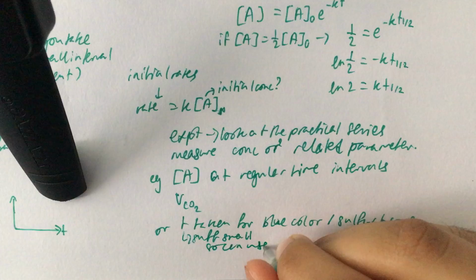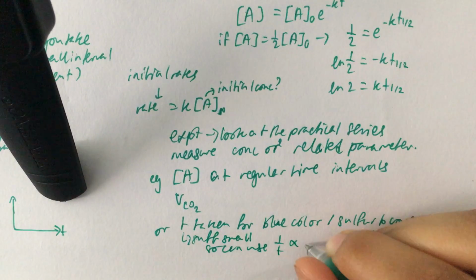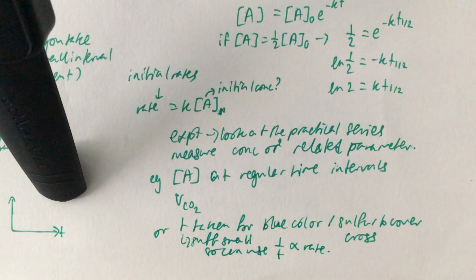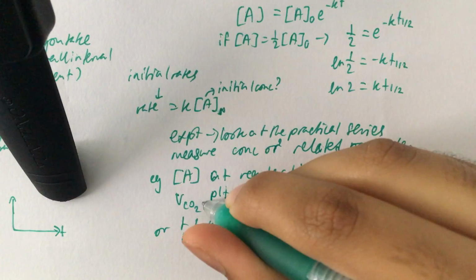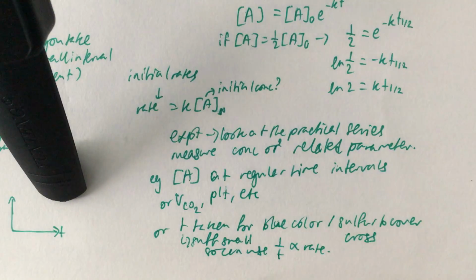But if you're able to measure the concentration of the actual reactant or measure the pH, then you can do it directly for the reactant itself. So it depends on the reaction that you're looking at, and it depends on how the entire experiment is conducted. For that, you should probably just look at the practical series instead, or just have a good idea of how these experiments are done.